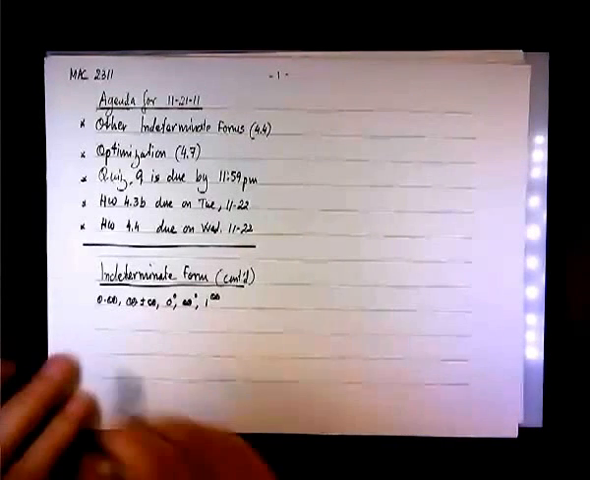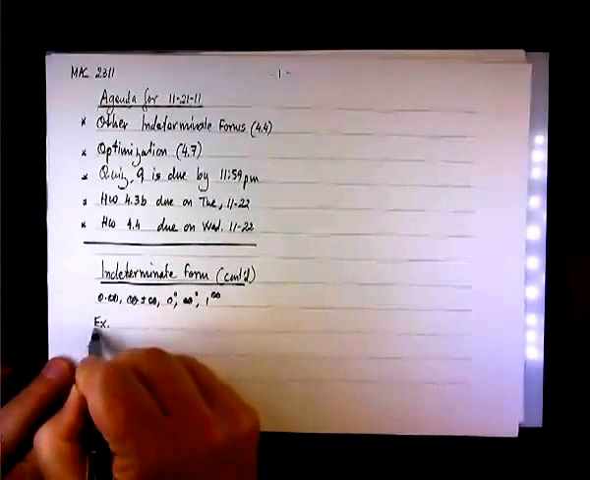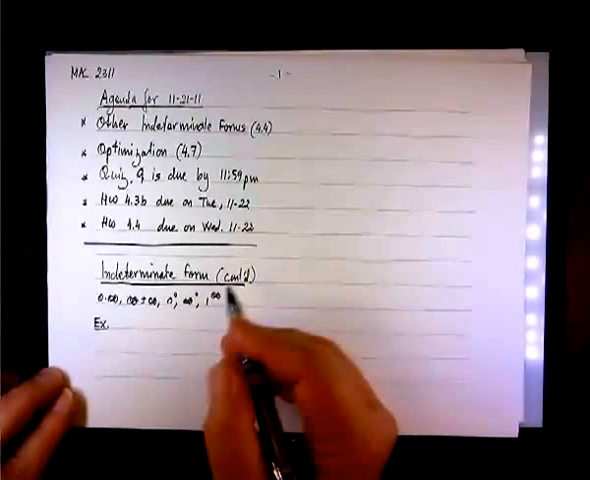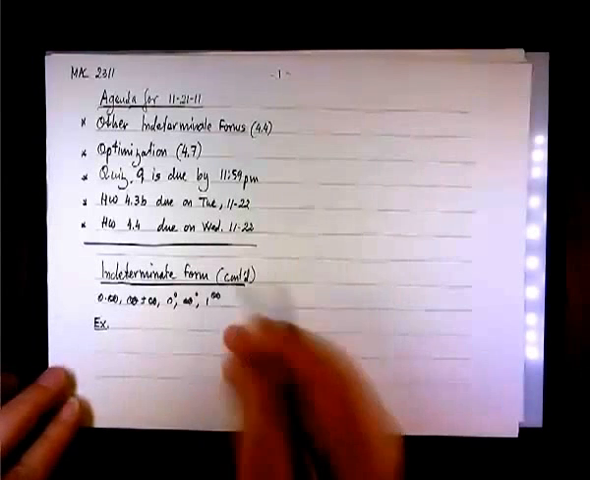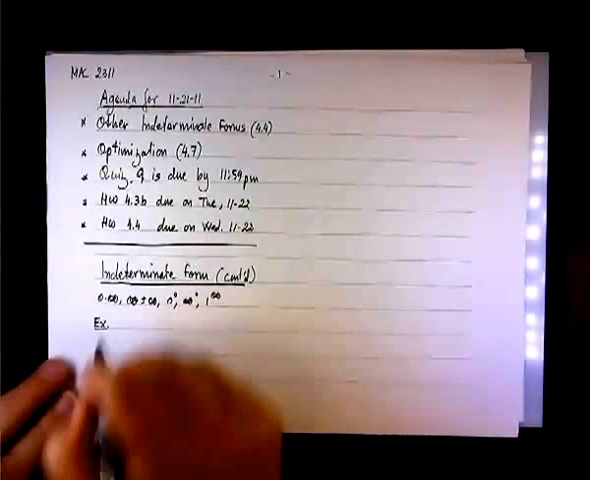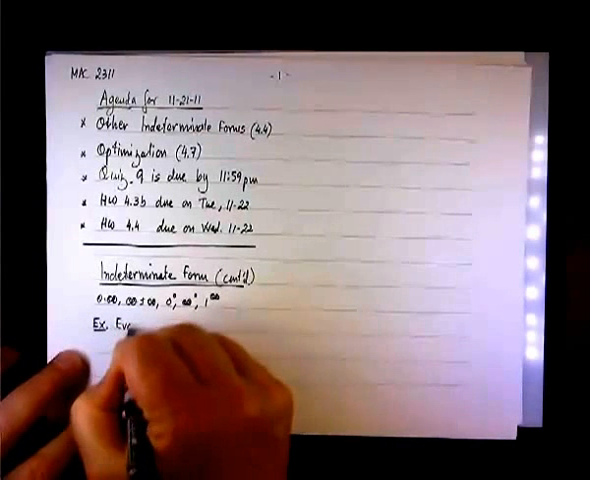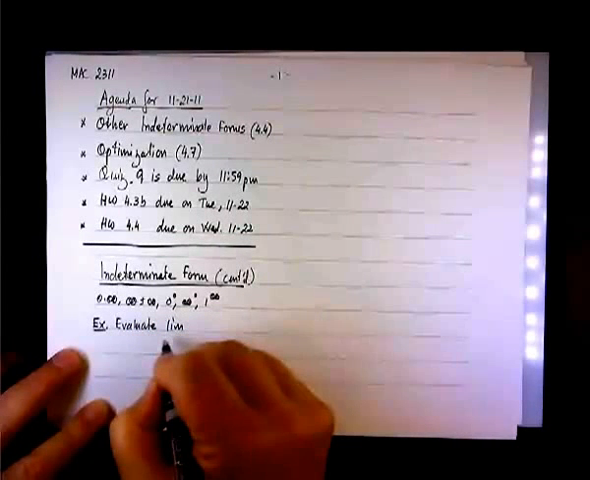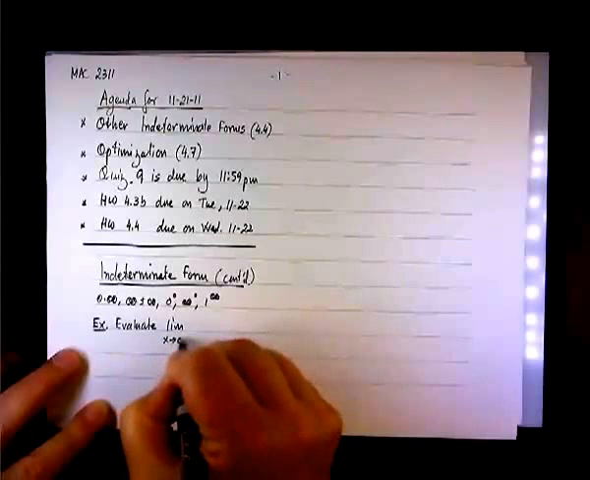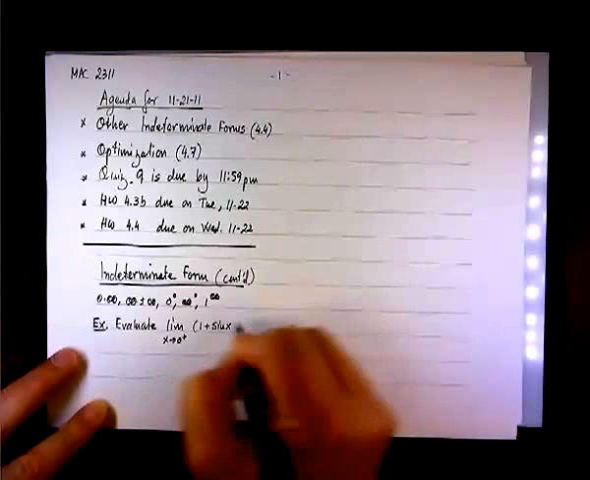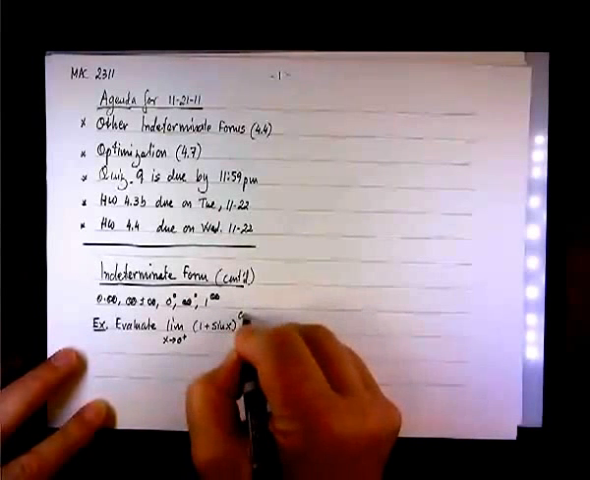So the next example will have one of those, one of the last three rather exotic cases. So let's see where I have it. I think I have it here. Here's the example. Let's evaluate the limit as x approaches 0 from the positive side of 1 plus sine x to the power of cotangent x.